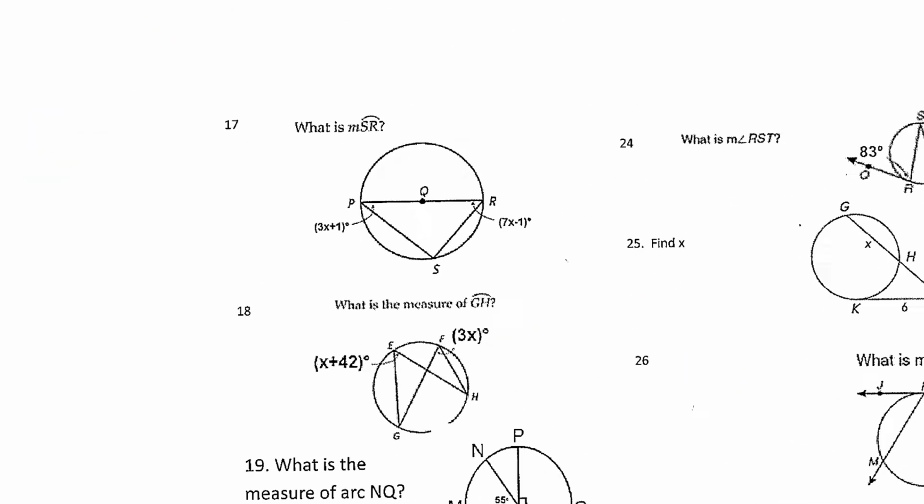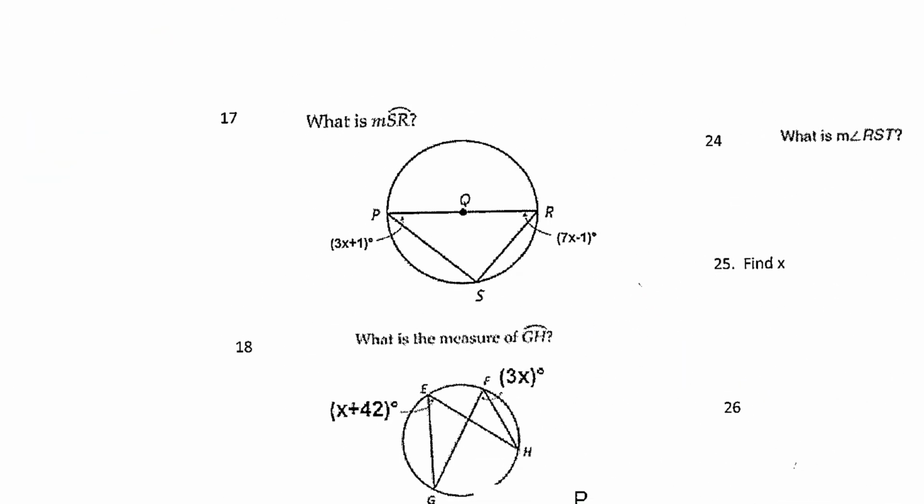Okay, on the back. Number 17, you've got to take several little steps here. Ultimately it says, what's the measurement of arc SR? Arc SR is right here. To find arc SR, what angle do I need to know? P. I need to know angle P. But what's keeping me from knowing how big angle P is? I don't know what X is. So somehow I've got to find what X is.